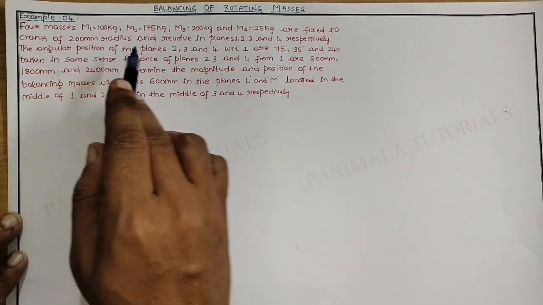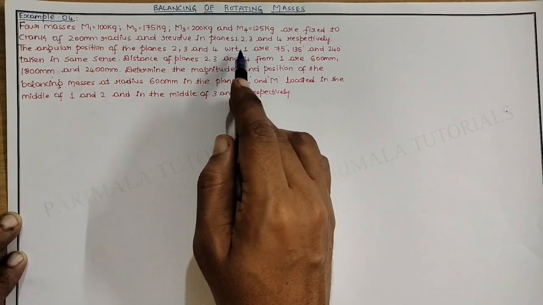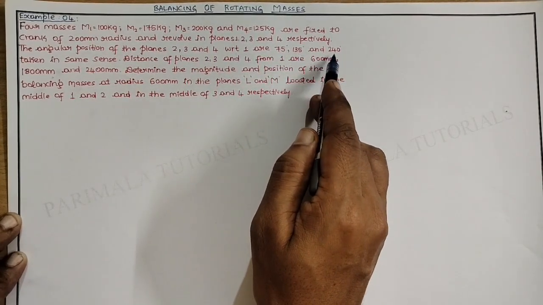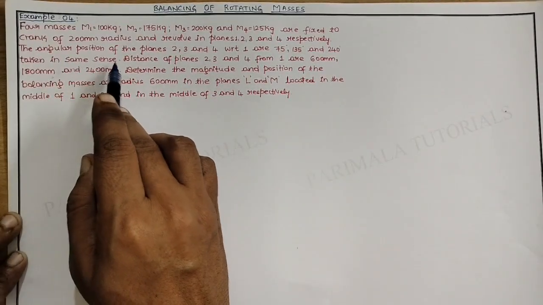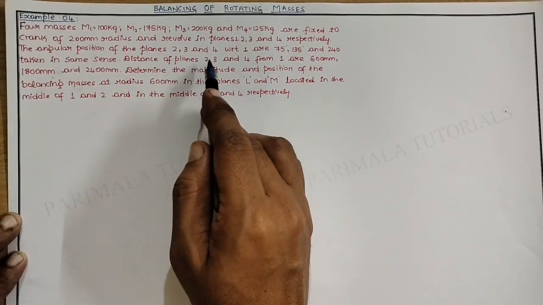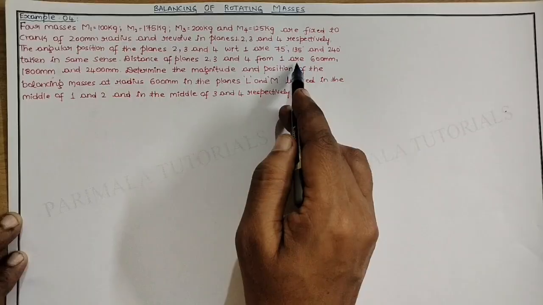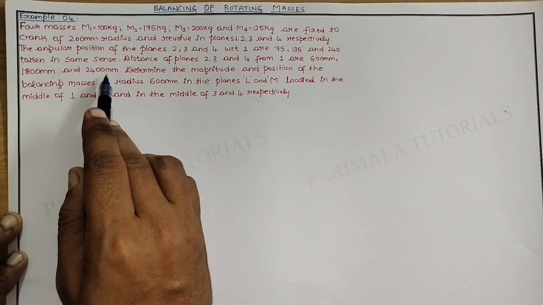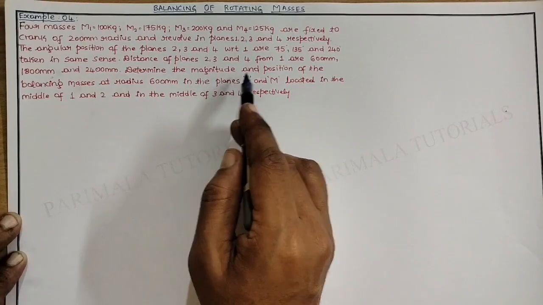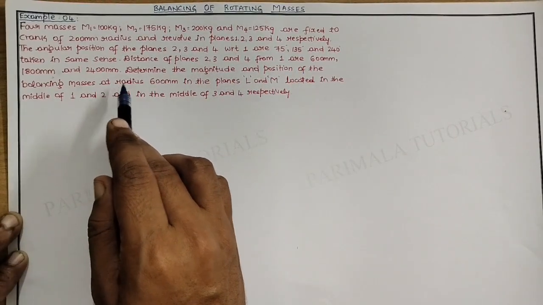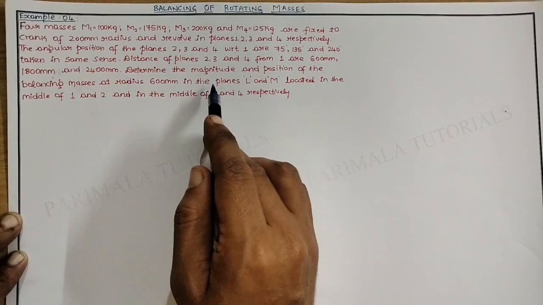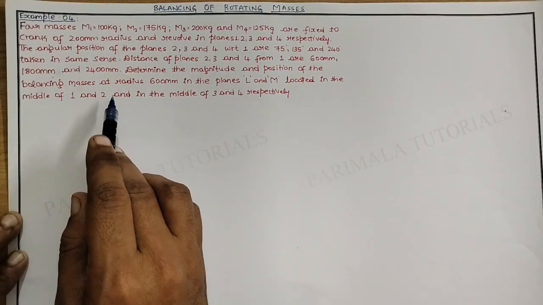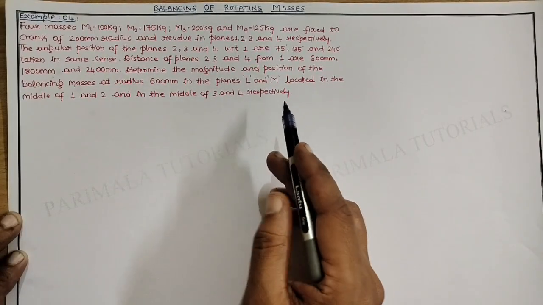The angular positions of the planes 2, 3 and 4 with respect to 1 are 75 degree, 135 degree and 240 degree taken in same sense. Distance of planes 2, 3 and 4 from 1 are 600 mm, 1800 mm and 2400 mm. Determine the magnitude and position of the balancing masses at radius 600 mm in the plane L and M, located in the middle of 1 and 2 and in the middle of 3 and 4 respectively.